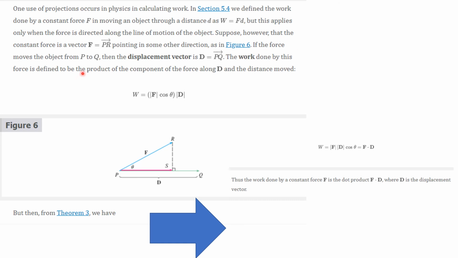Okay, then the displacement vector D is PQ, where Q is along here. That's the direction of the displacement. So the work done by this force is defined to be the product of the component along D, which is going to be the projection. That's the magnitude of F times cosine of theta times the magnitude of D. So that is the work. There's the picture, and so that means that W is equal to the product of these two things. We already showed that, but that's equal to F dotted with D. So the work done by a constant force is the dot product F dot D, where D is the displacement vector.